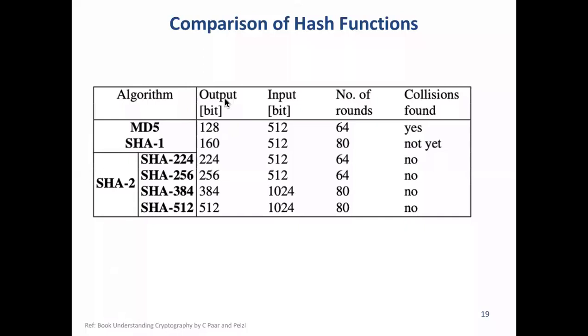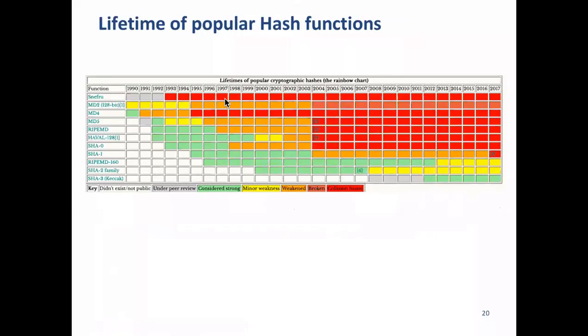Okay. So you can go through this chart where it compares various hash functions, which says whether a collision was found or not found, essentially whether it is broken or not broken. And we'll see something here that's mainly used nowadays. This gives the lifetime of popular hash functions, and for what duration they were being used. When a collision has been found and people could break it, then it was taken out of usage.